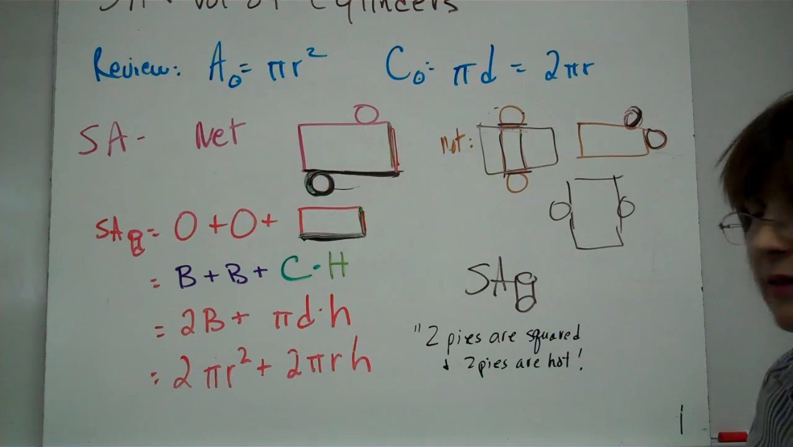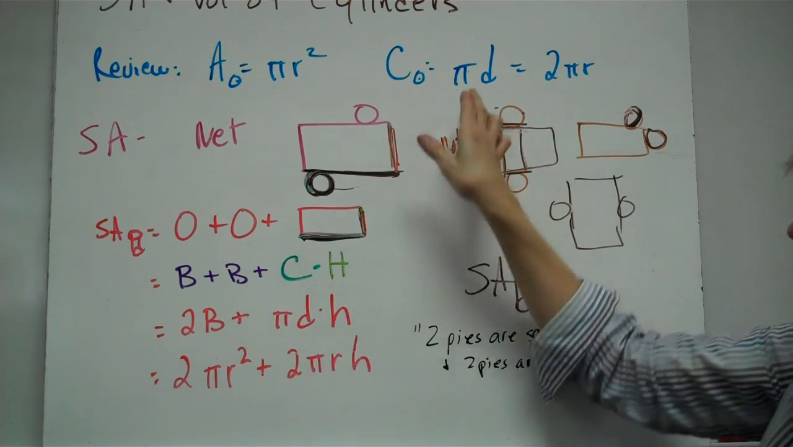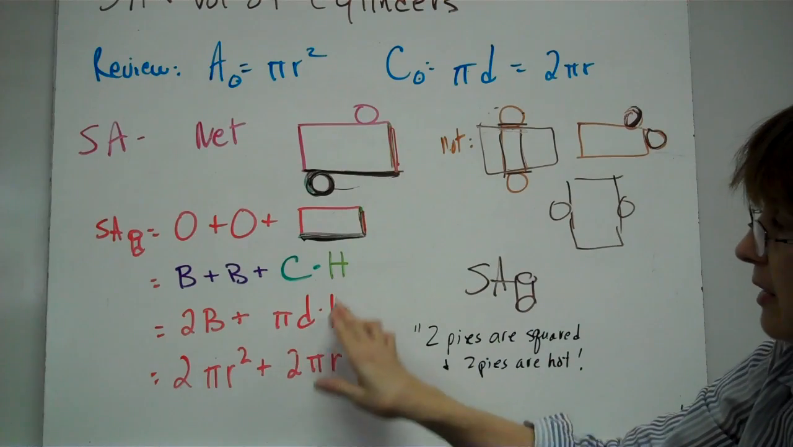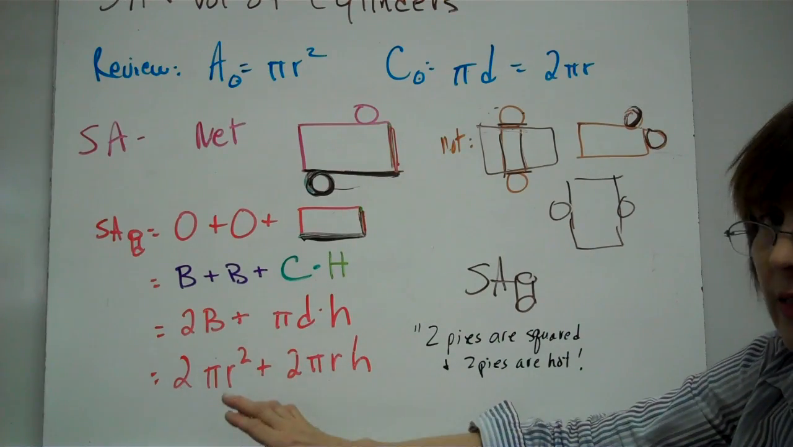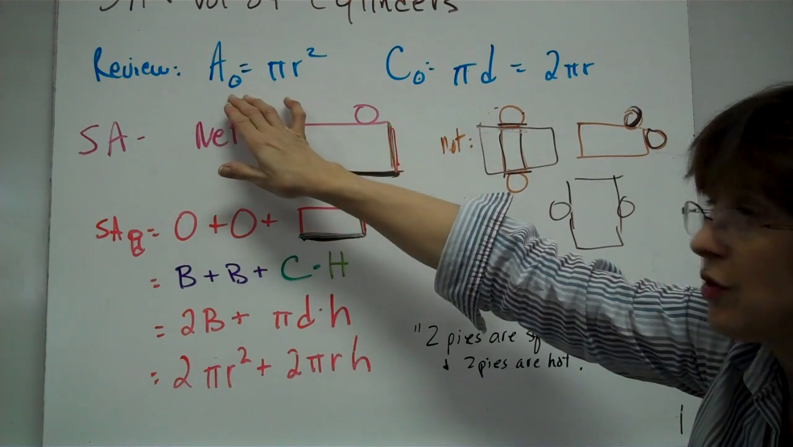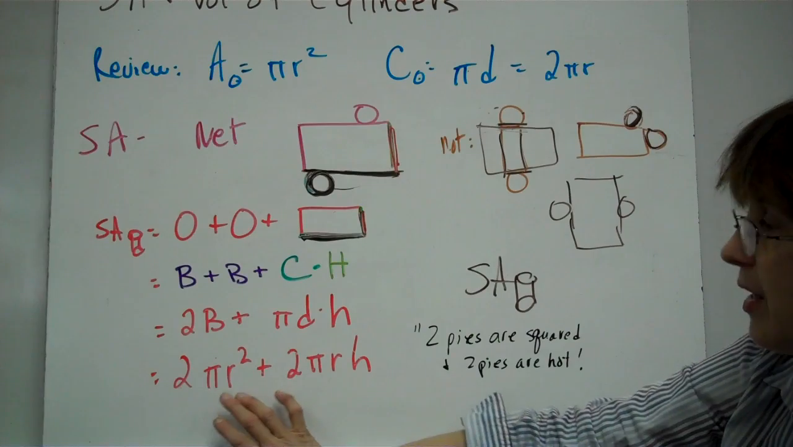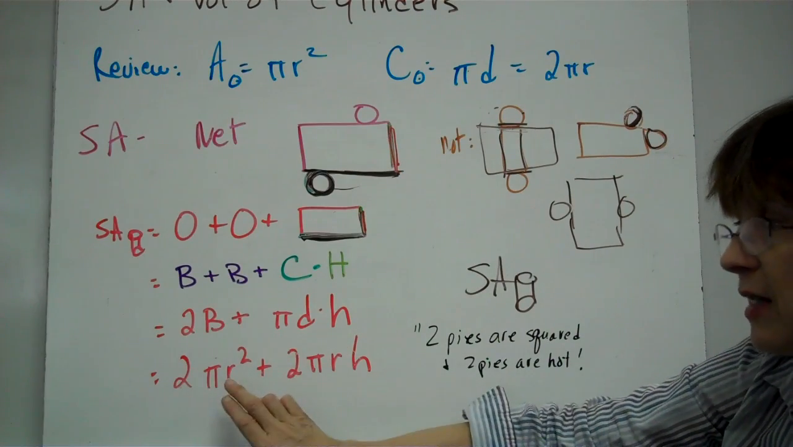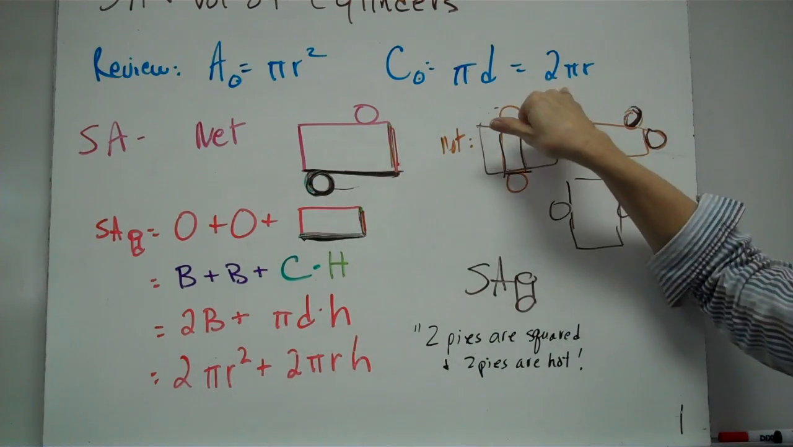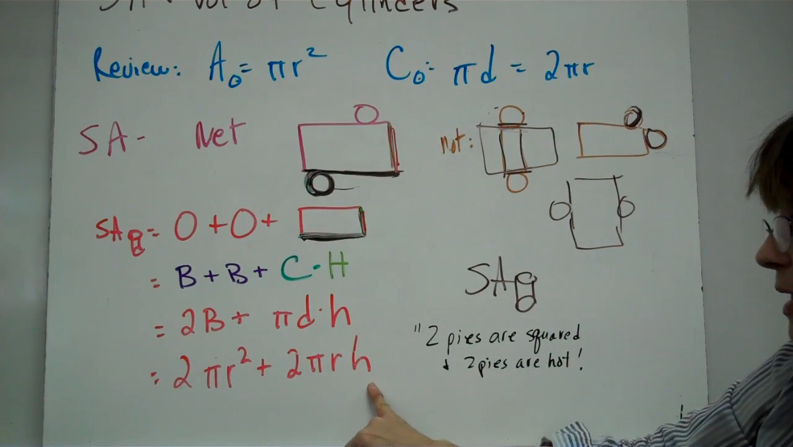All right, so now let's break it down some more. B plus B is 2B. Circumference, remember, is pi times d, so I'm just going to use pi times d, and times the height. Well, let's think about it some more. The area of the base, that's what the B stands for. Well, the area of a circle, which is the base, is pi r squared. So I have 2 pi r squared. Plus, since I've used r here, it might be nice to use the r form of the circumference, the radius. So it's 2 pi r times h.